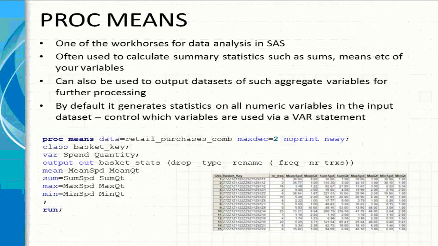Okay, so there you go. Just an example of a proc means on the retail_purchase_comp data set. The maxdec option is basically telling you the maximum number of decimal places you want to use. The noprint is telling you don't print out the results. NWAY means just generate the figures for the combinations of the class variables. So, just a few useful parameters to know, but we'll cover this in more detail during the hands-on session.